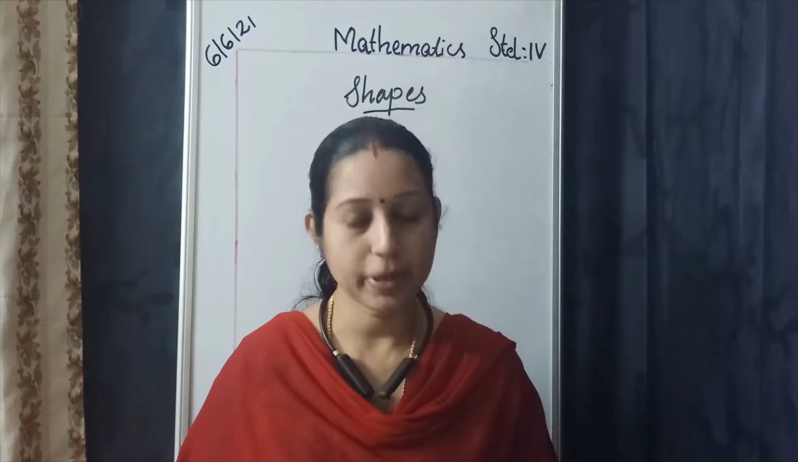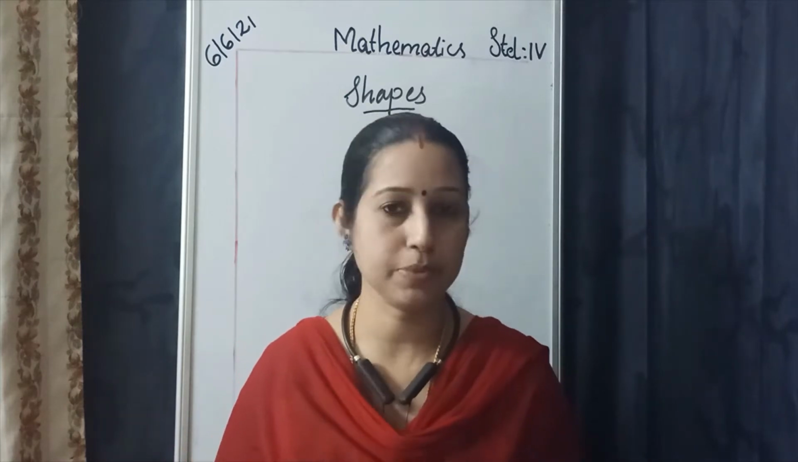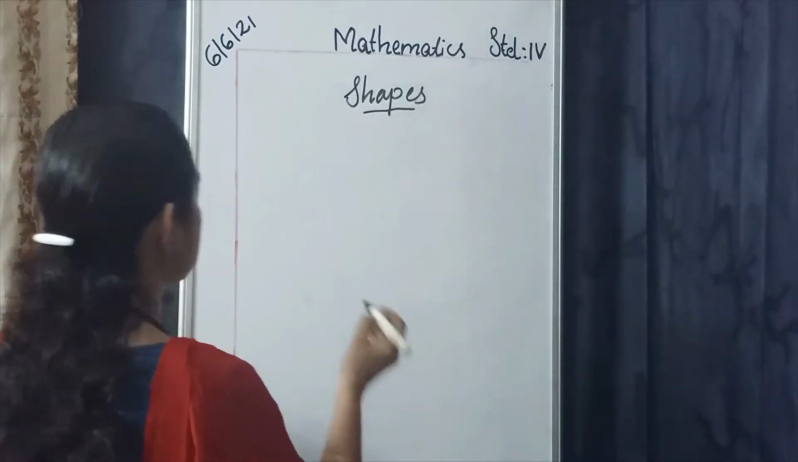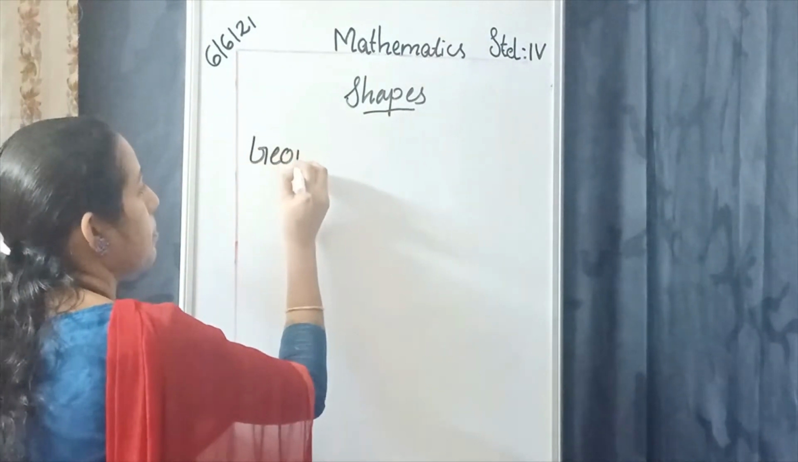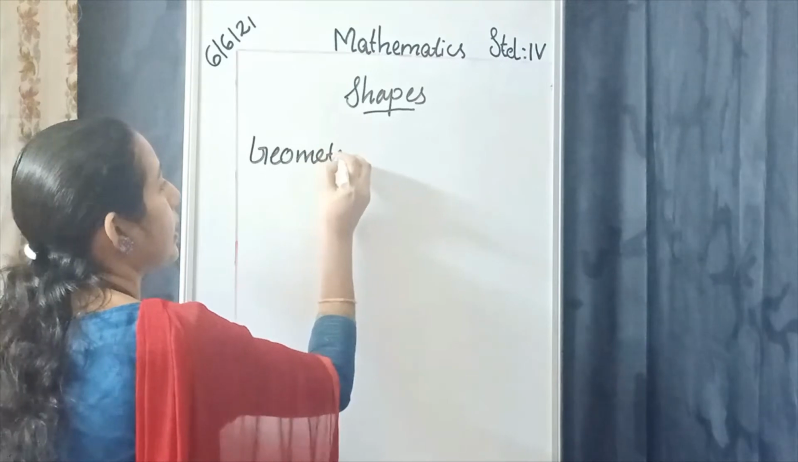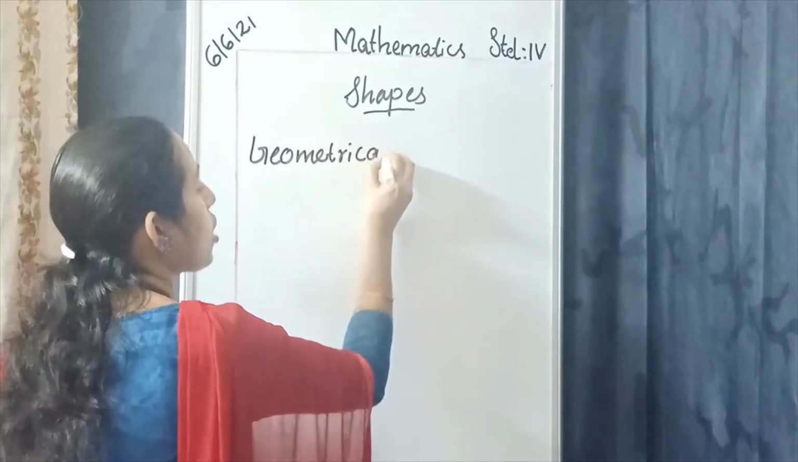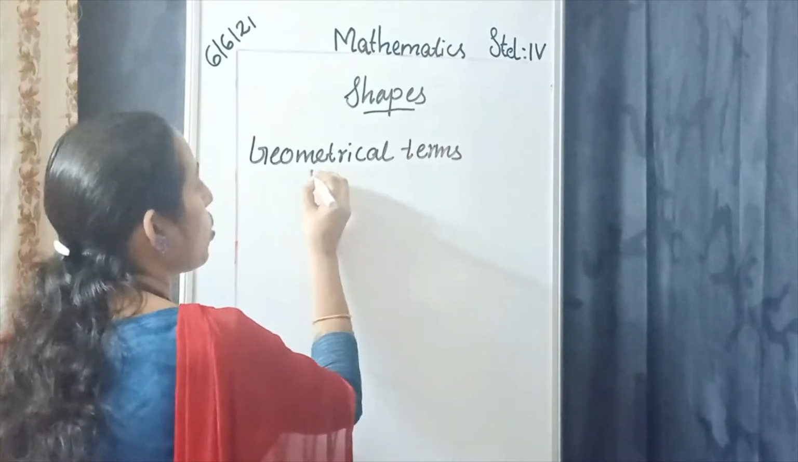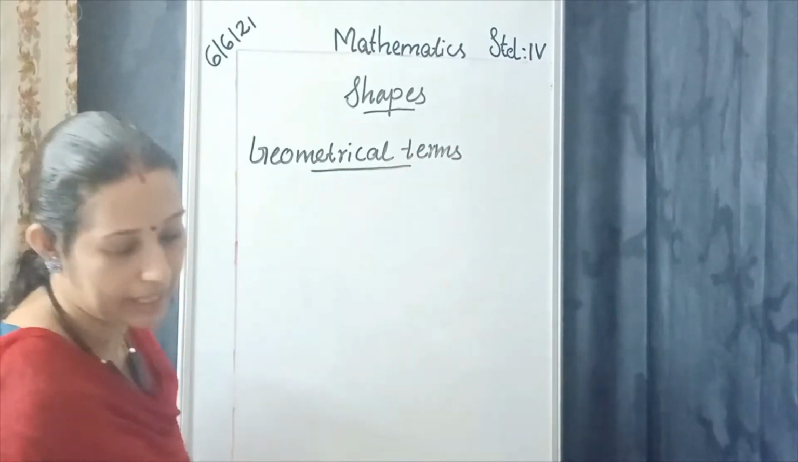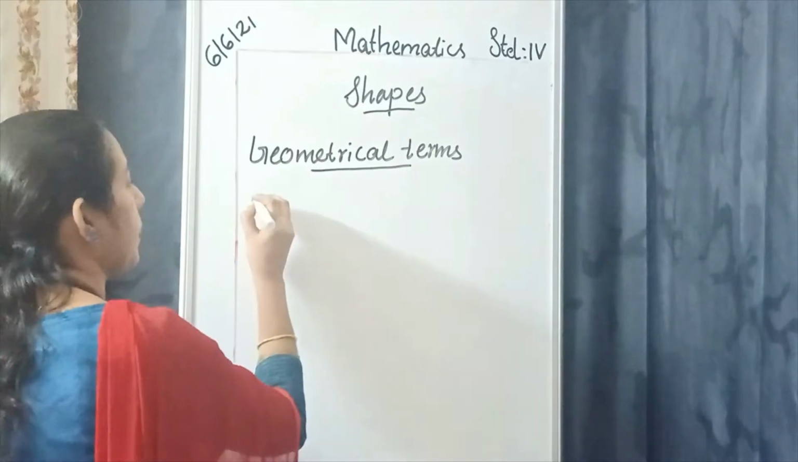The next main topic of this chapter, shapes, is geometrical terms. What are geometrical terms? The first geometrical term is point.